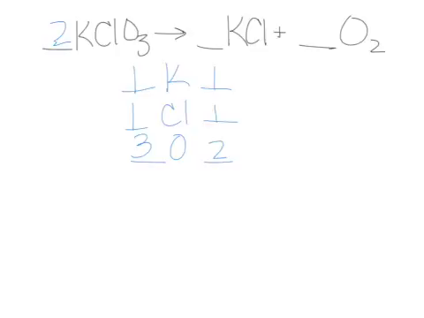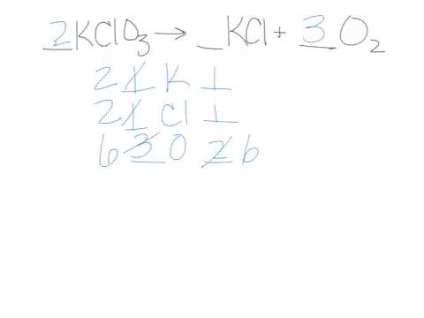So if I put a weird looking 2 out front of that, now I have 2 potassiums, 2 chlorines, and then remember you're saying 2 of this whole thing, so in each of them there are 3 oxygens, so since there's 2 of those, we have a total of 6. So now every number is wrong instead of just oxygen, but we're going to attempt to fix that now. Now that we have 6 oxygens on the reactant side, we need to put a 3 out front of the oxygen on the product side in order to make that 6.